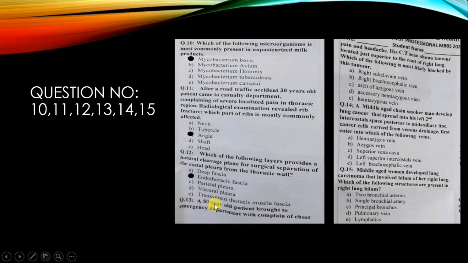Question number 13 says a 50-year-old patient is brought to the emergency department complaining of chest pain and headache. His CT scan shows a tumor located just superior to the root of the right lung. Which of the following is most likely blocked by this tumor? Right subclavian vein, right brachiocephalic vein, arch of azygous vein, accessory hemiazygous vein, or hemiazygous vein?